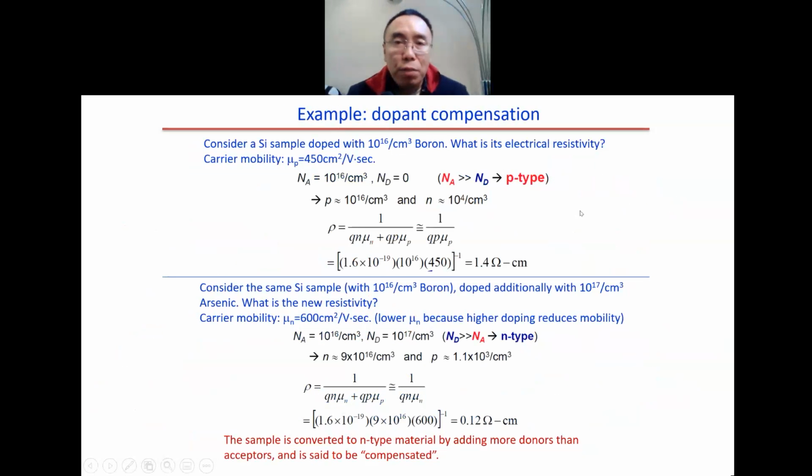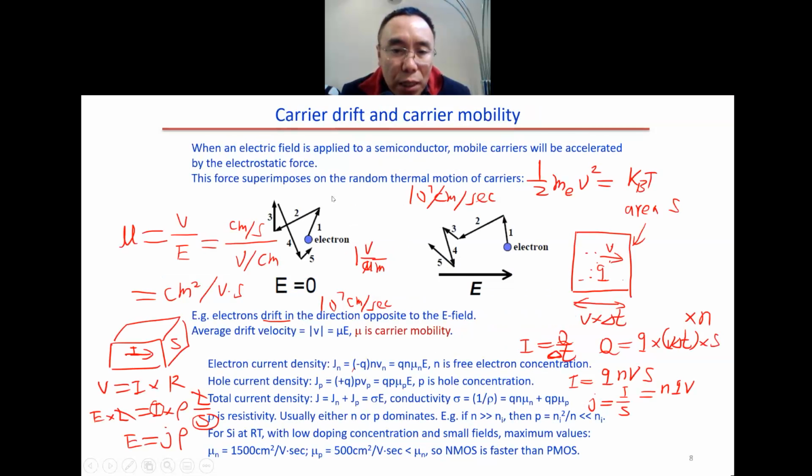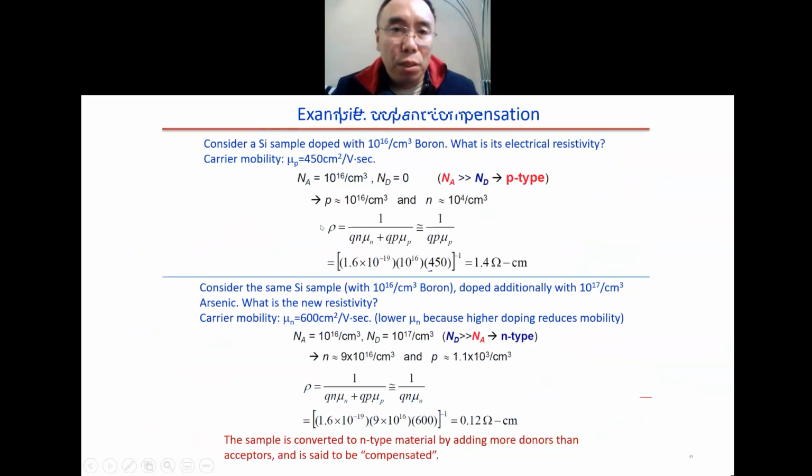Now we want to give an example of how to calculate the resistivity or conductivity when we know the doping of the semiconductor. Assume we have a silicon sample doped with 10 to the power 16 per cubic centimeter of boron. We want to know the resistivity. For this doping, the mobility is 450. This is a little bit lower than the earlier value because of the dopant scattering.